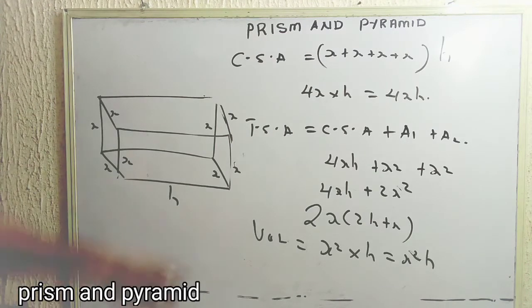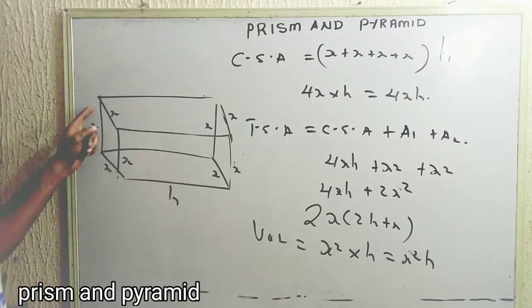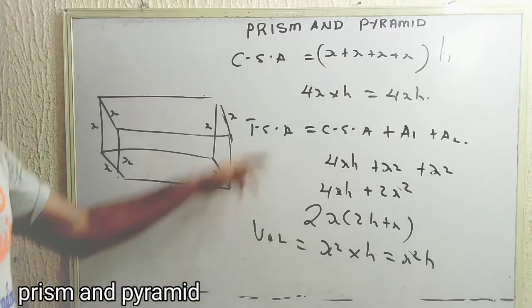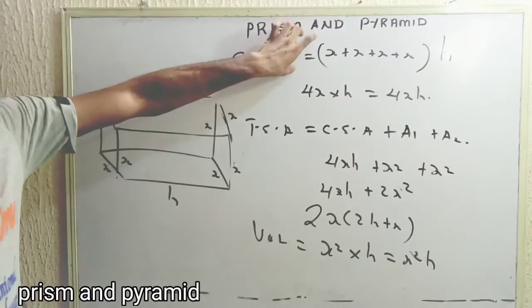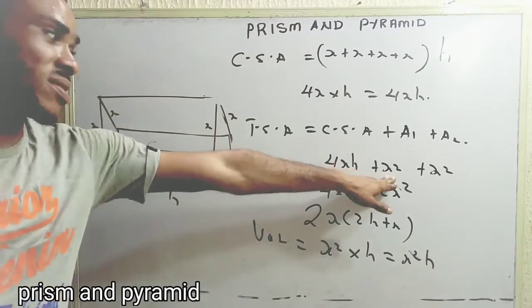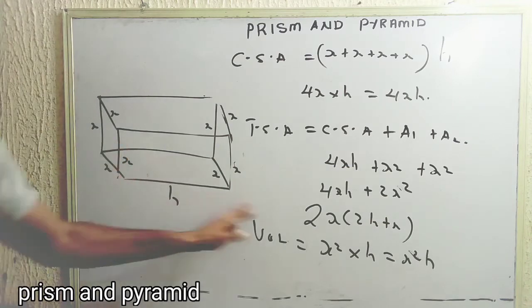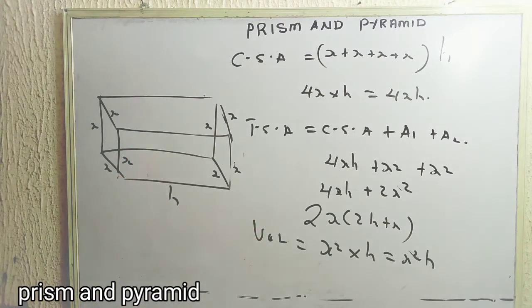So you need to understand that the curved surface area of every prism is normally the perimeter of the base times the height. The total surface area is the curved surface area you got here, plus the area of the top and that of the bottom. Then the volume is normally the area of the base times the vertical height.